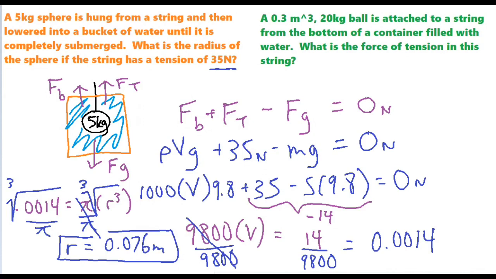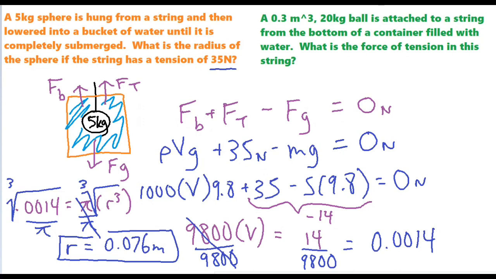So after you divide 0.0014 by pi, if you can find a cube root button, go ahead and use that. If not, you can raise it to the 1/3 power, and that would be the equivalent of taking the cube root. And then you would go ahead and find your radius from there.